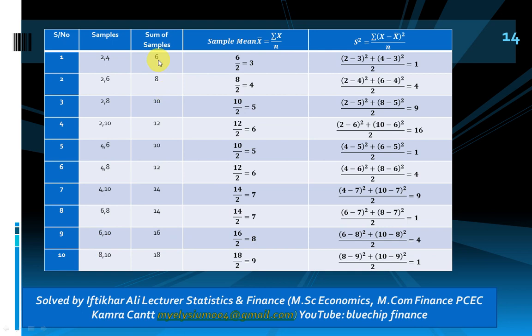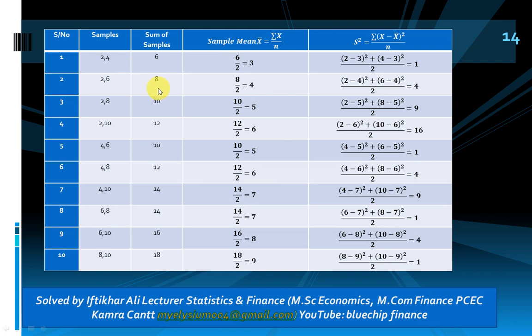And these samples are given here. After that, take the sum of these samples. 4 plus 2 equals 6, 6 plus 2 equals 8. And now calculate the mean for each sample. So sum of x divided by n is the formula for mean, as you know. Sum of x is 6 and there are 2 digits, so n will be 2. So 3, 4, 5, 6. So these are all the sample means for each sample.